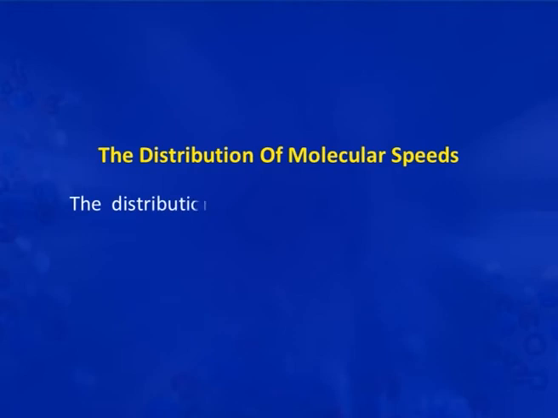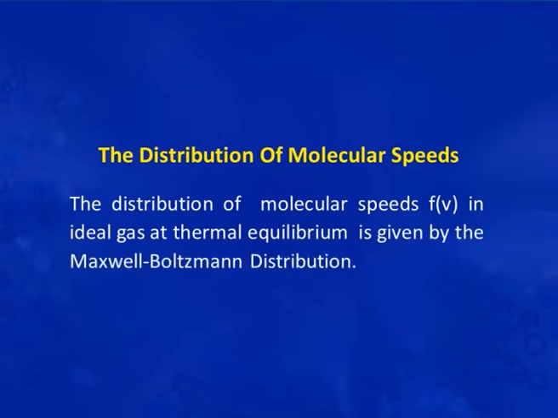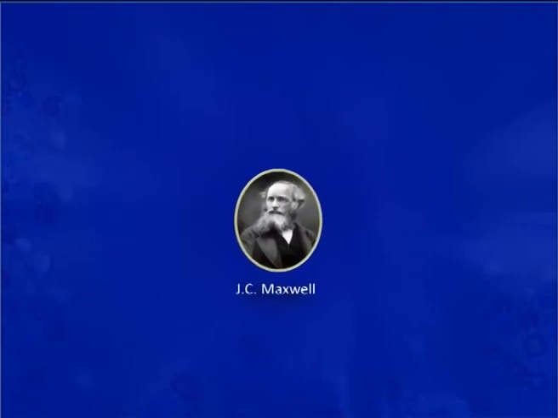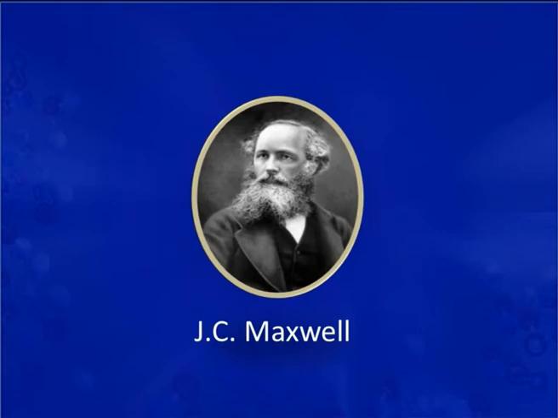The distribution of molecular speeds f(v) in the ideal gas at thermal equilibrium is given by the Maxwell-Boltzmann distribution. The manner in which the molecules of a gas are distributed over the possible speed ranges was first investigated by J.C. Maxwell in 1886. Maxwell pointed out that although the particular velocities remain almost constant, such a state is called steady state.